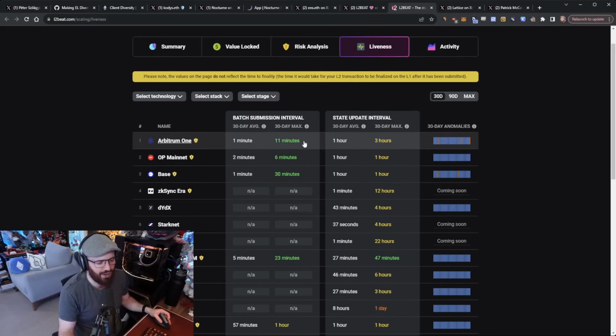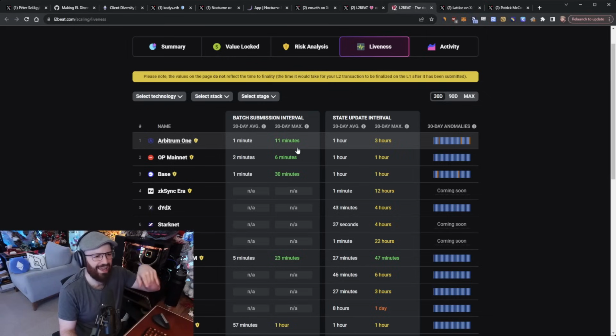And then you can see what the max time is, and how long it took within the last 30 days to post a batch or post a state update. When it comes to the top 3 here, for the batch submission, it was 11 minutes, 6 minutes, and 30 minutes as the longest periods. And that can happen for any number of reasons. It depends on the actual L2 itself, but one of the reasons is maybe the gas fees spike really high, and they have a system in place that says, wait till the gas fees come down a little bit before we do this, because we'd basically be overpaying for security if we were to publish this.